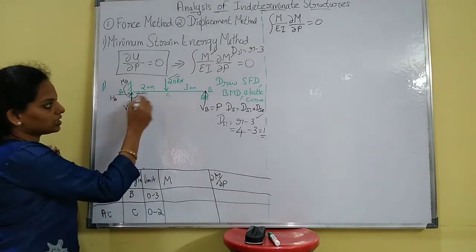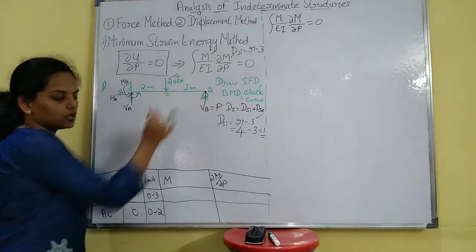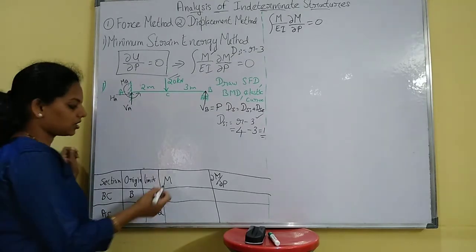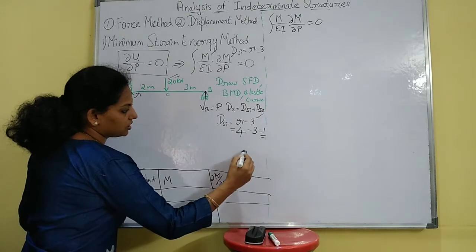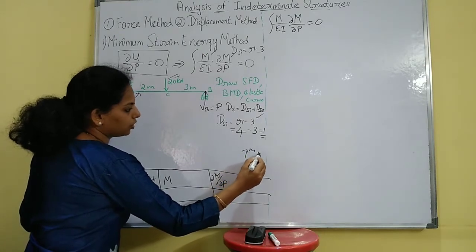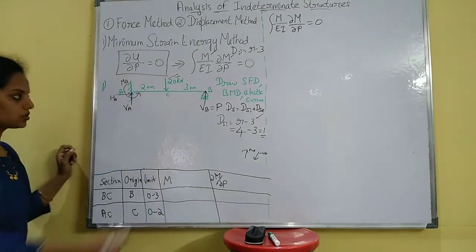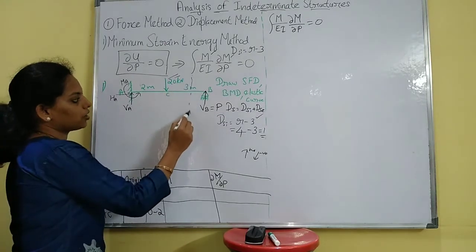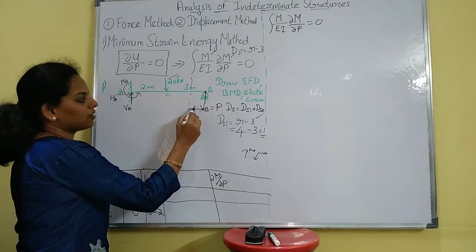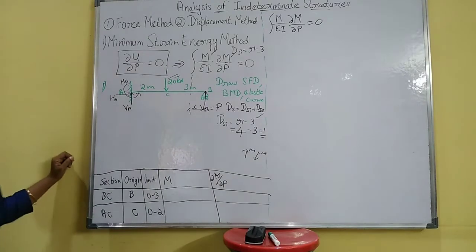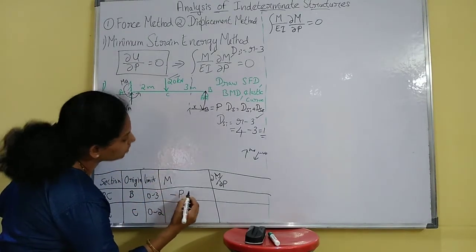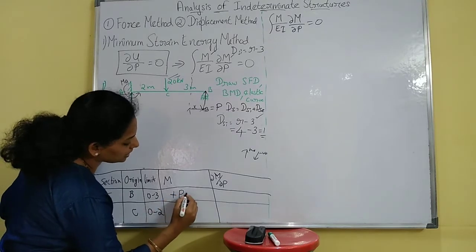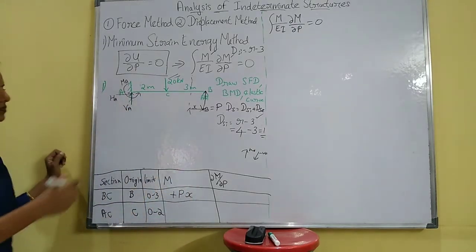Limit is 0 to 3 and 0 to 2, member limit or member distance. So first, to find out the bending moment, you have the sign convention: upward as positive, downward as negative. Here, first for BC, draw the section similar to what we have done in the previous problems. So M, that is minus downward, so upward, so plus P into X.